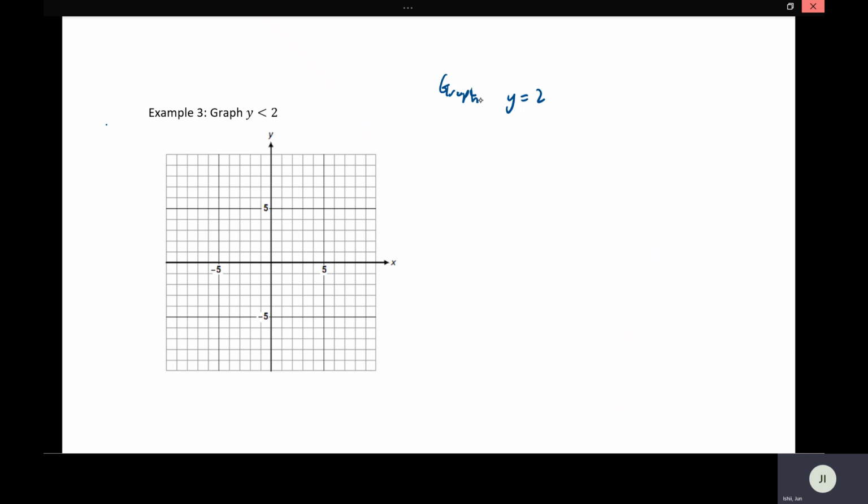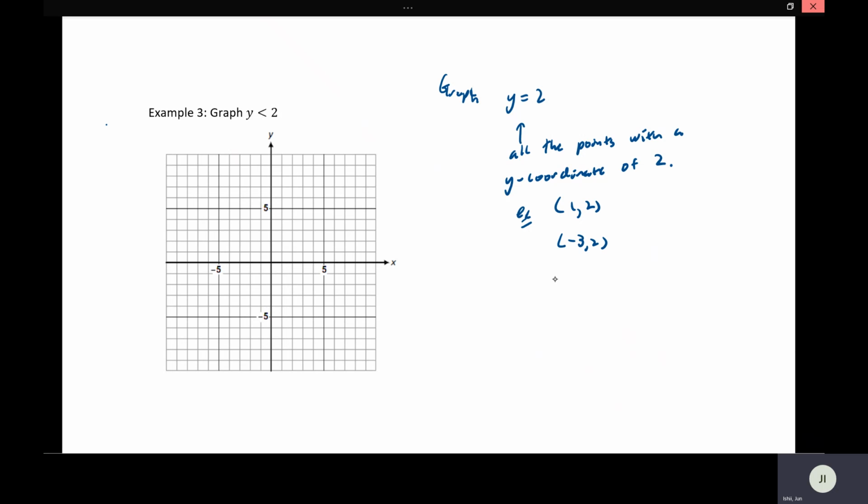All right, so I'm just going to explain what y equals 2 means. Basically, this is all the points with a y coordinate of 2. All right, so for example, (1, 2) would be on this line.